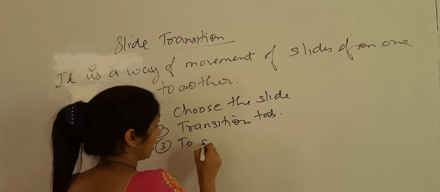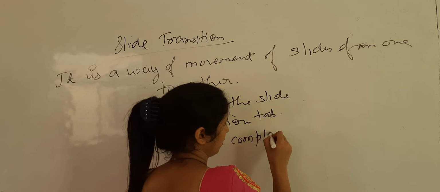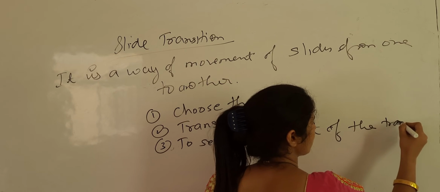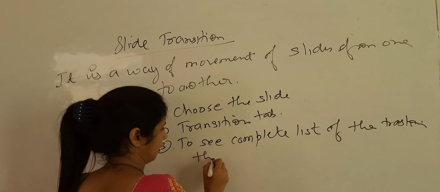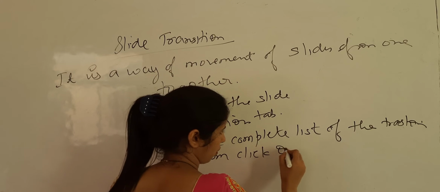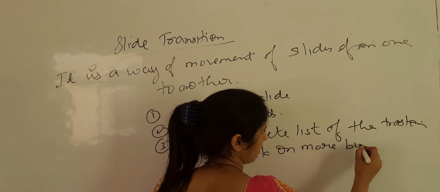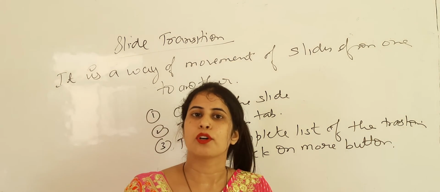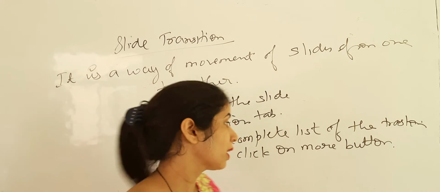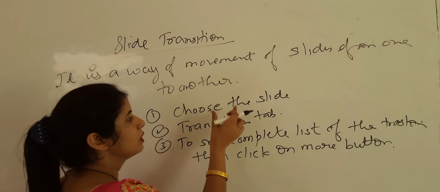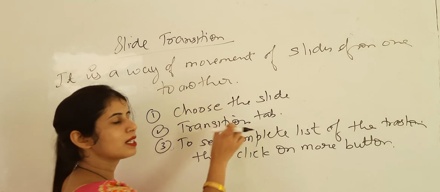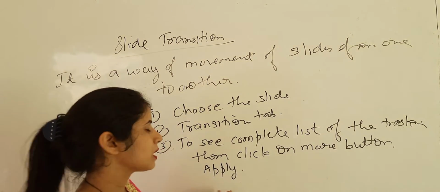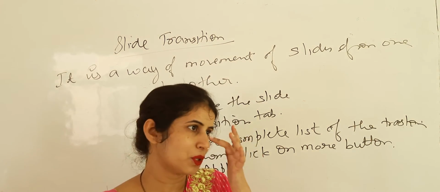Okay, to see the complete list of the transitions, you have to click on the more button. When you click on this option, you are able to see the complete list of the slide transitions there. Now you can choose the transition from there, and then you are able to apply it with the help of this apply option. Means easily you are able to apply it.